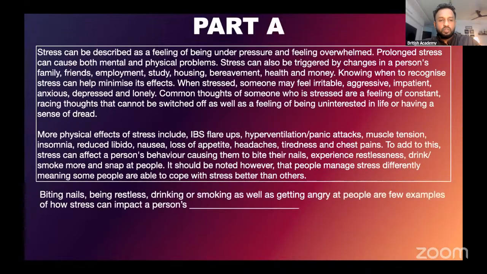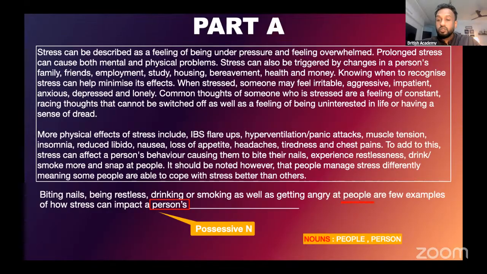Let's do one more question. Now, what you can see over here, it clearly says biting nails, being restless, drinking or smoking, as well as getting angry at people are few examples. So, first line is all about examples of how stress can impact a person's dash. So, person's apostrophe S. So, when you see apostrophe S, obviously that's a possessive noun. Obviously, my answer is going to be a noun. So here it says person's, which indicates the answer is going to be a possessive noun.